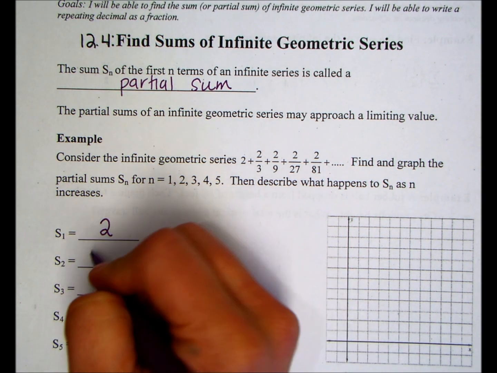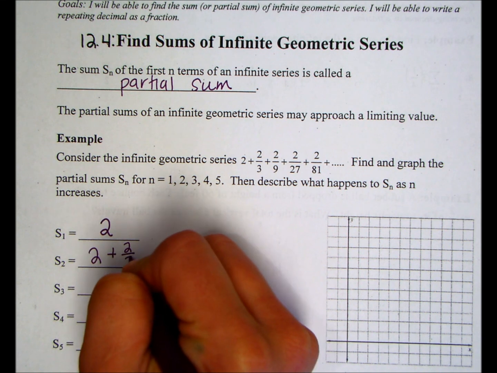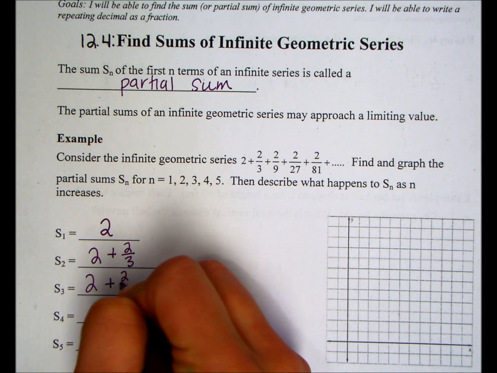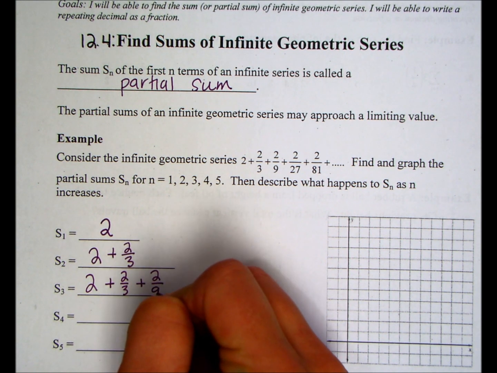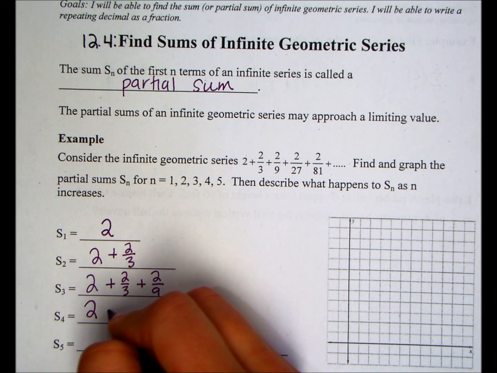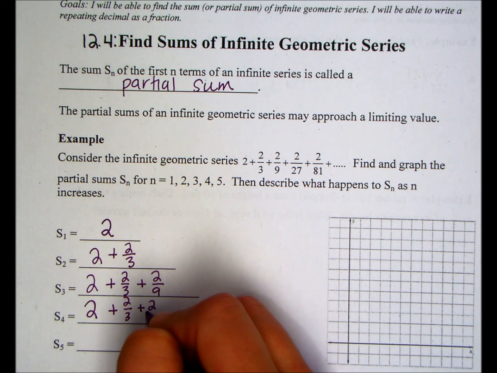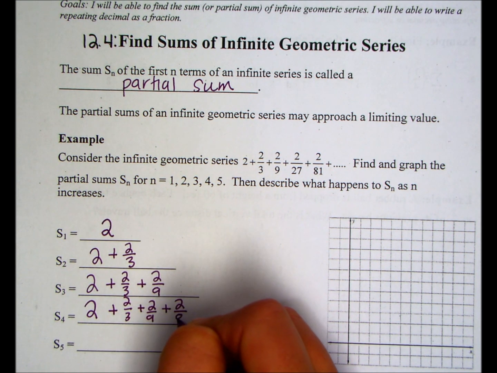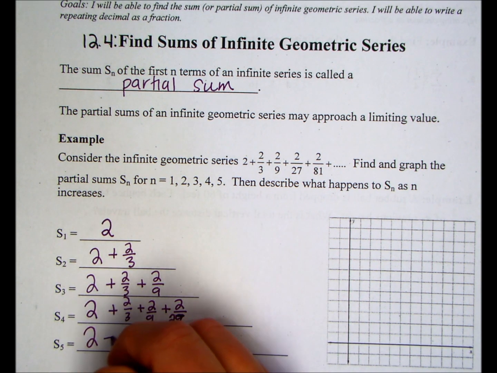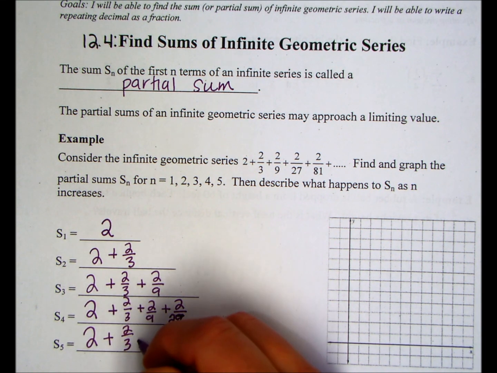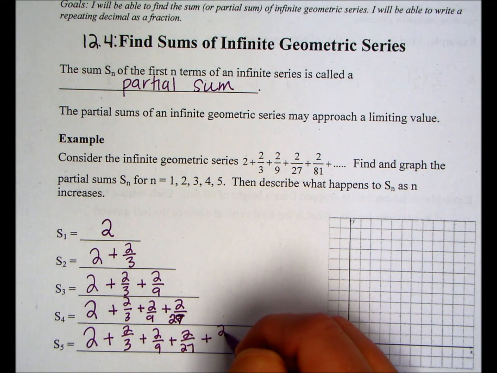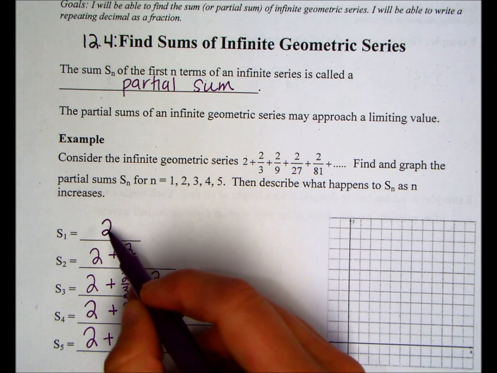For S of 2, it's the first term plus my second term. For S of 3, it's my first term plus my second plus my third. We'll come back and simplify these in a second. S of 4 is my first term plus my second term plus my third plus my fourth. And then S of 5 is my first term plus my second plus my third plus my fourth and my fifth. So if I go back and clean these up, S of 1 is just 2.